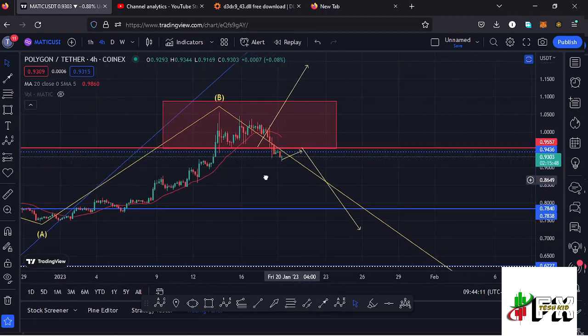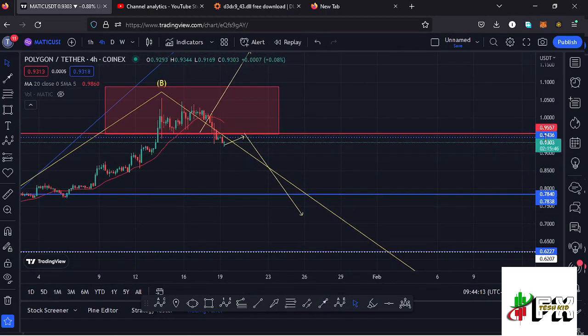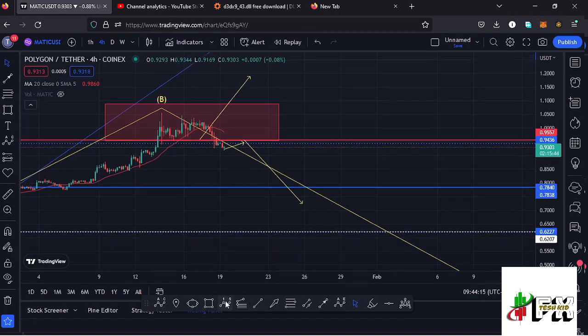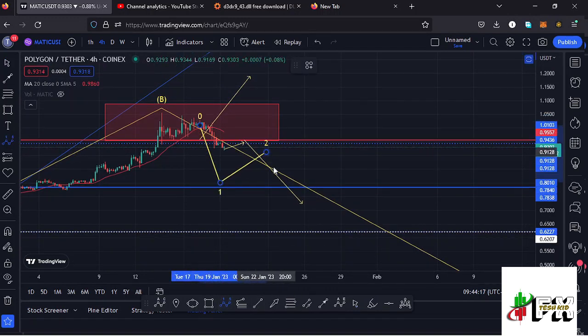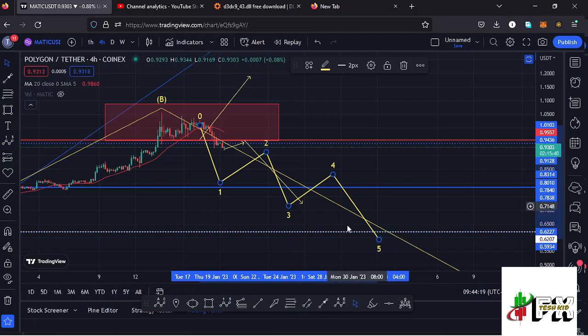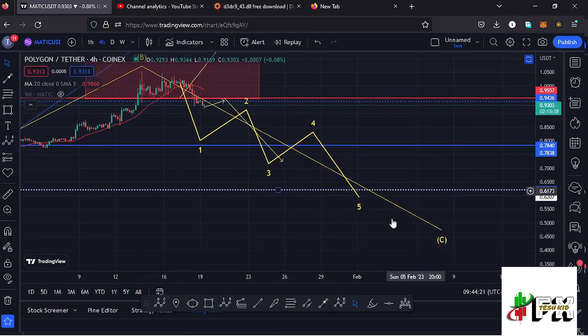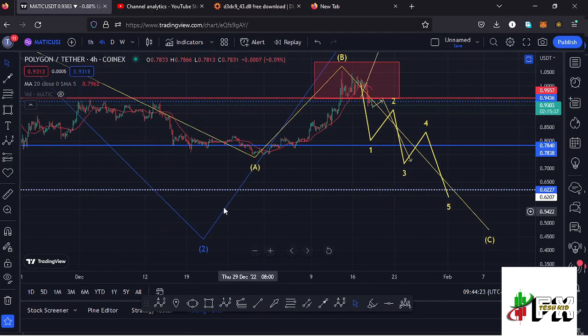Because the wave C to the lower side is also an impulsive wave, I'm expecting to see a 5-wave structure to the lower side, having the wave 5 of that 5-wave structure completing the formation of that second wave, and also completing the formation of that higher Elliott wave count 2 to the lower side.